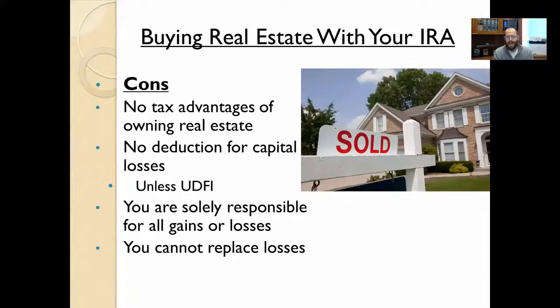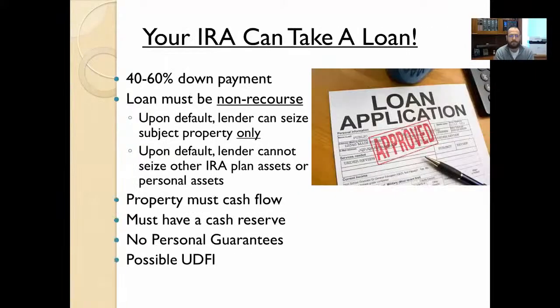Some of the cons, again, no tax advantages of owning real property. So for some of us who are property investors, the tax advantages to having rentals, you can't apply those here. No deductions for capital losses, again, unless you have that UDFI. You are solely responsible for all gains and losses, and you cannot replace losses. So in other words, if you actually have a tax loss and the IRA doesn't have enough money, you just can't come from the outside and just start dumping cash into the IRA to pay those. The source of funds to pay those tax liabilities have to come from the IRA itself, which is important. And sometimes that may require other funding streams, which I have in another slide coming up.